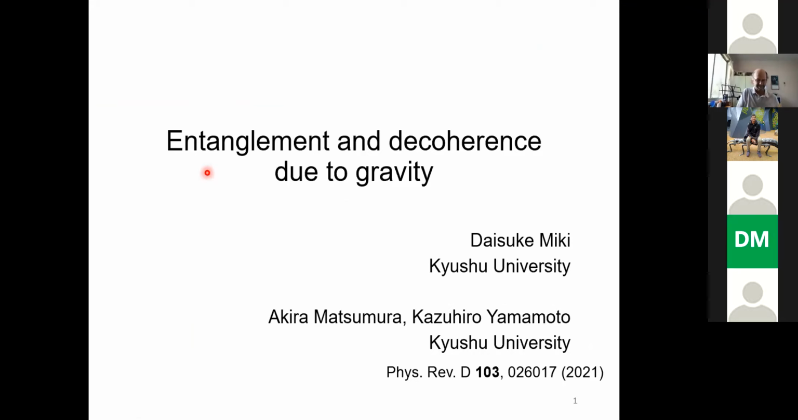Okay, thank you very much for your kind introduction. My name is Daisuke Miki. I'm a master course student at Kyushu University. I thank the organizers for the opportunity to present my research at this conference. Today, I'm going to talk about entanglement and decoherence due to gravity for testing the quantum nature of gravity. This research is based on work with Akira Matsumura and Kazuhiro Yamamoto, which is published in PRD.